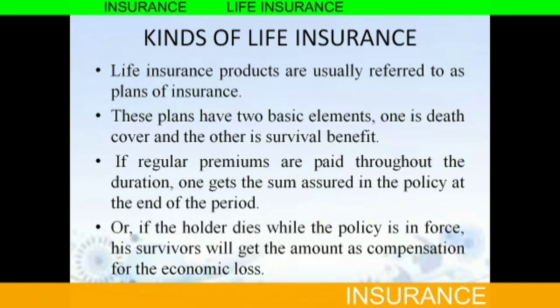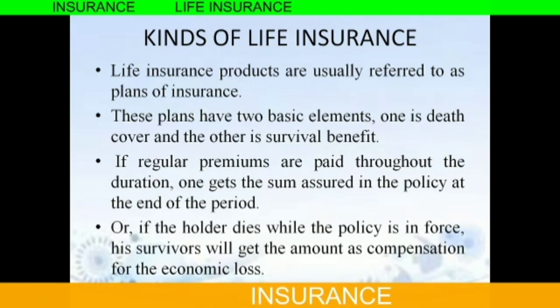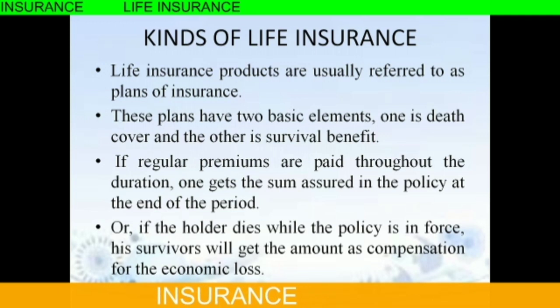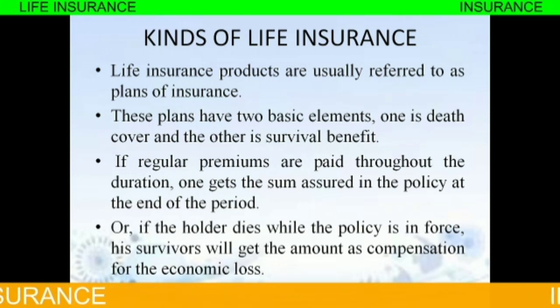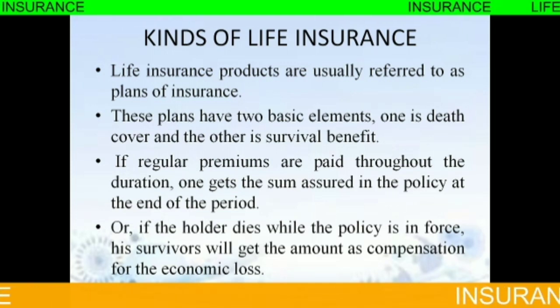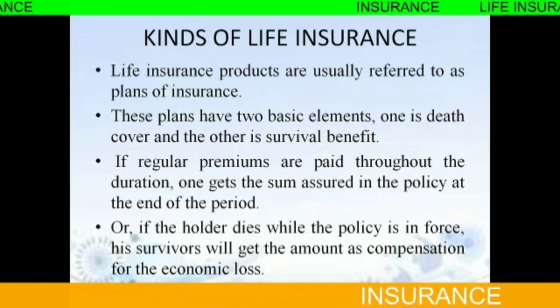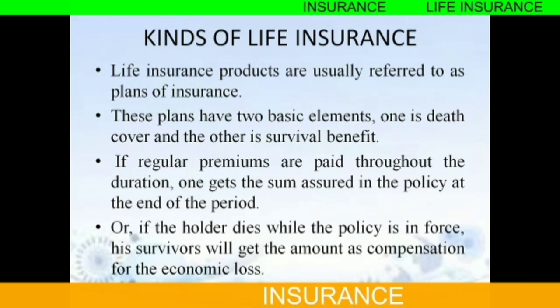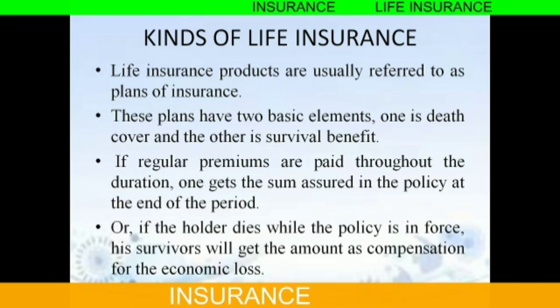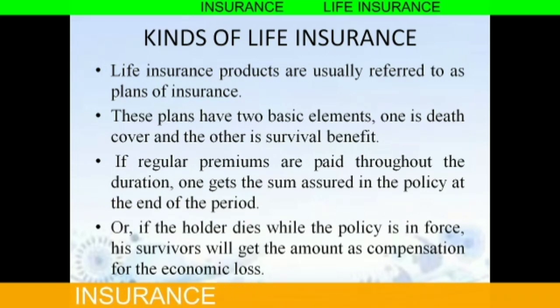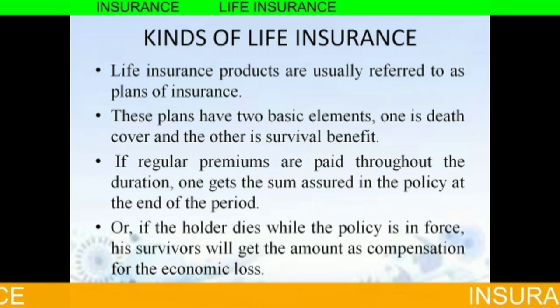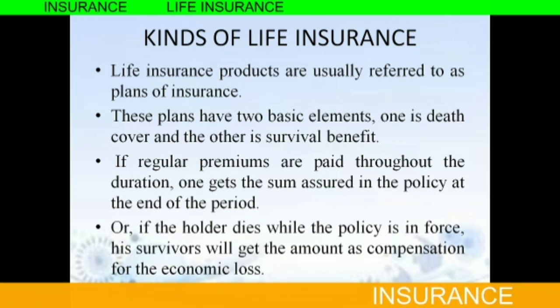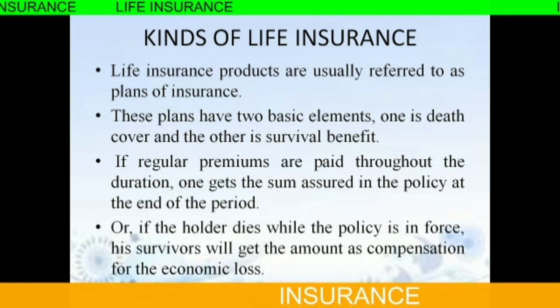Let us see what are the different kinds of life insurance. Life insurance products are usually referred to as plans of insurance. These plans have two basic elements: one is death cover and the other is survival benefit. So two types of benefits are there.